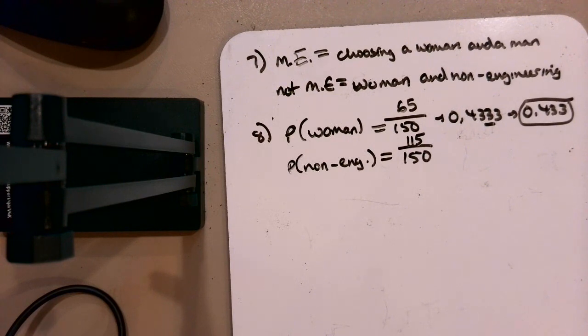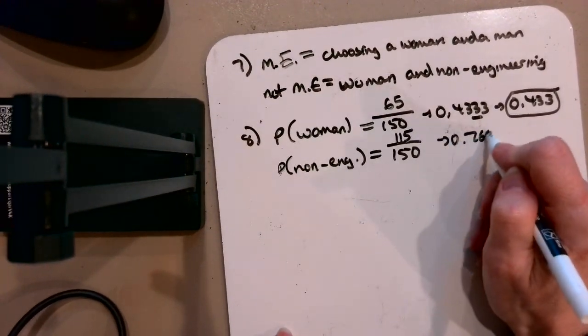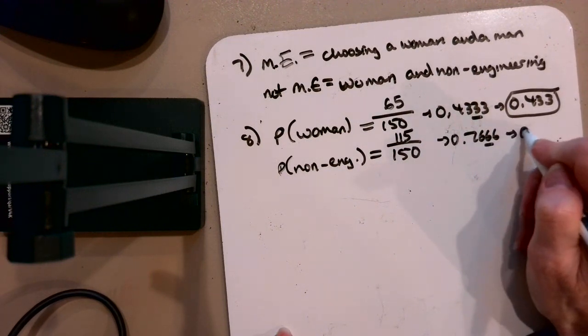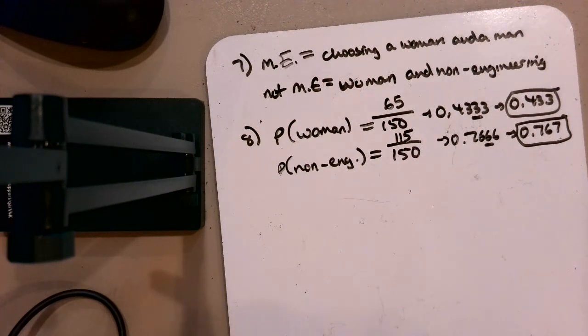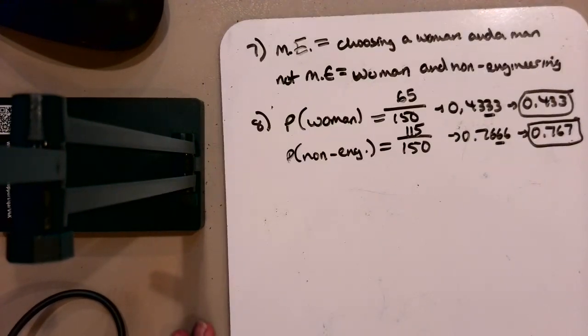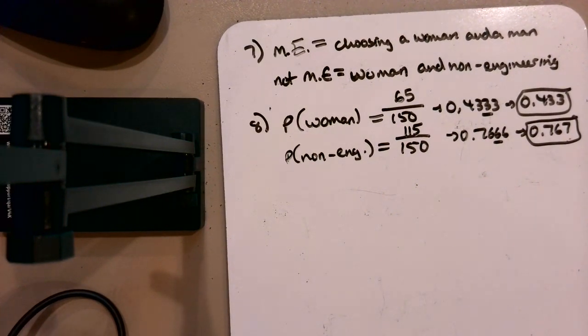And let me just double check my answers. And you're going to get 0.7666 repeating. So that's 0.767 when you round to 3 decimal places. Okay, so going to question 9. 150 students are chosen at random. Again, still 35 engineering, 115 non-engineering, 65 women, 85 men. Both versions of this question actually had the same table.